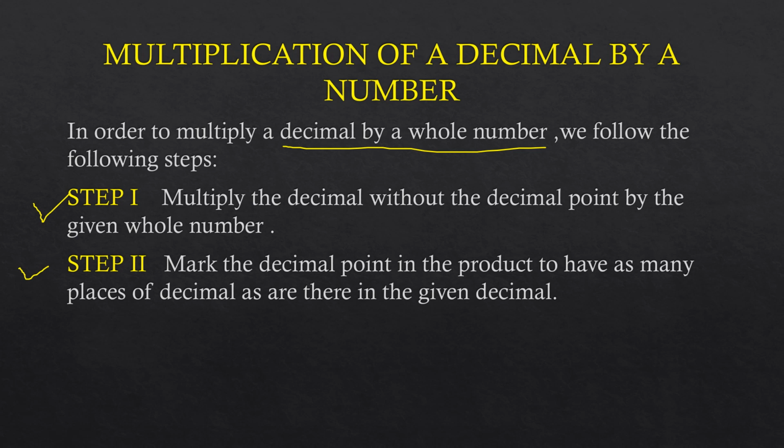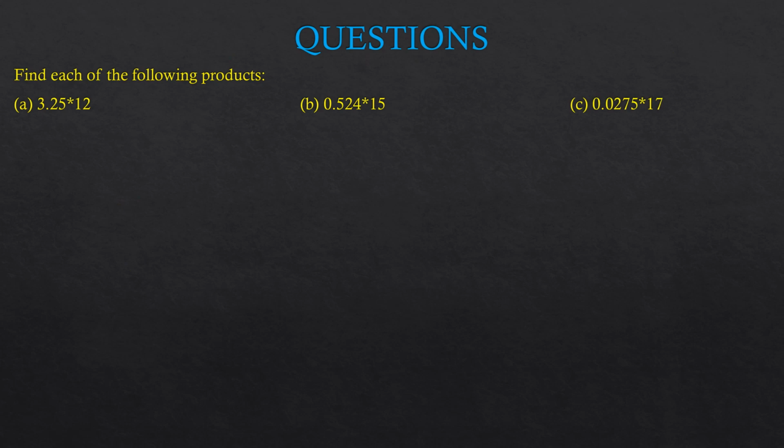So what we have to do in the second step, we have to mark the decimal point in the product, meaning the answer which we will get after multiplication of a decimal by a whole number. We have to mark the decimal point with as many places of decimal as are there in the given decimal number. So let's proceed. Let's see how to solve the questions when we are having a decimal number and a whole number. Now let's perform some calculations on the multiplication of a decimal number by a whole number.